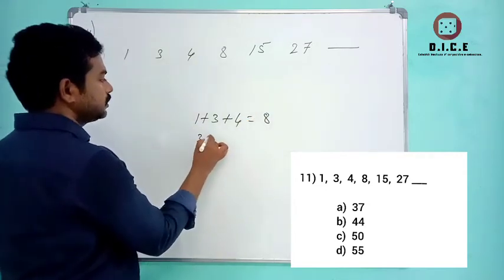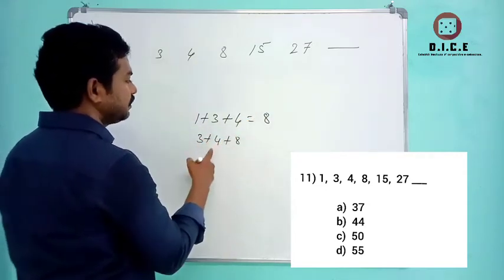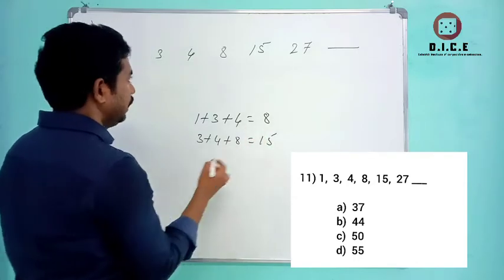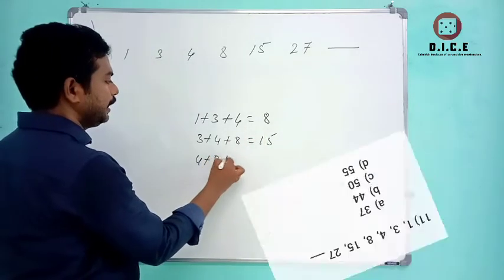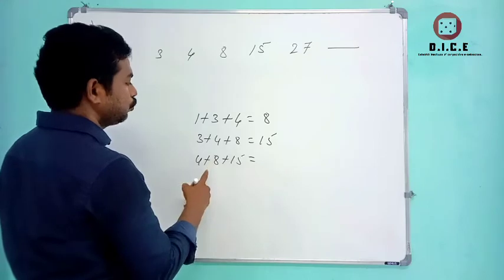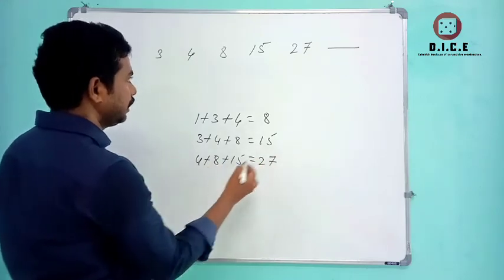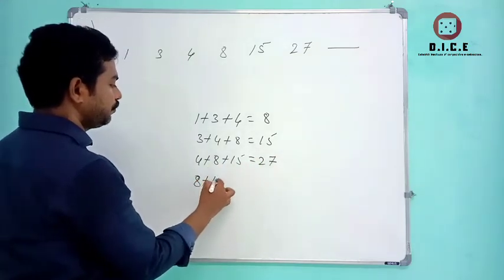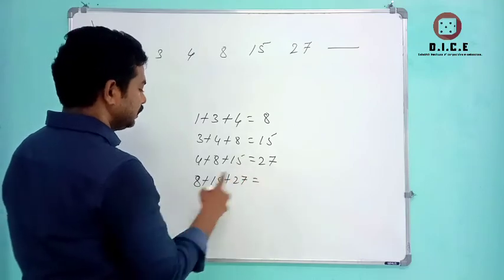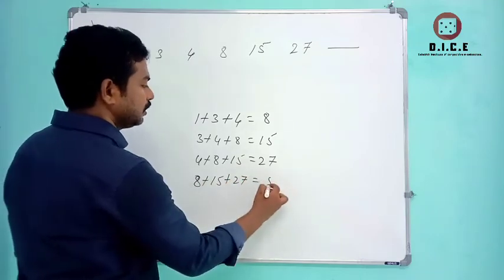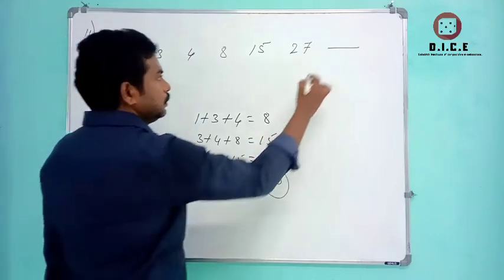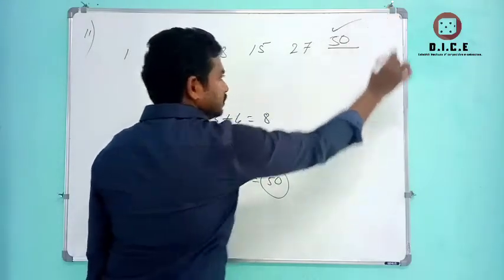Again, next three numbers, 3 plus 4 plus 8, that is 7 plus 8, which is nothing but 15. Again, next three numbers, 4 plus 8 plus 15, that is 12 plus 15, which is 27. Similarly, next three numbers, 8 plus 15 plus 27, that is 8 plus 15, 23 plus 27, the answer is nothing but 50. So, 50 is your answer.